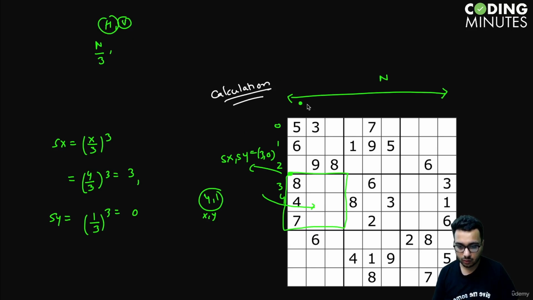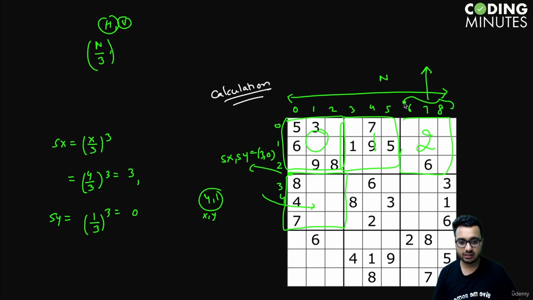If I want to number these three squares from 0, I can give them numbers 0, 1 and 2. If I do n by 3, I get the grid number. So if this is 0 1 2 3 4 5 6 7 8, and you just divide them by 3, 6 by 3 is 2, 7 by 3 is 2, 8 by 3 is 2. For them you get 2, for them you get 1, for them you get 0.